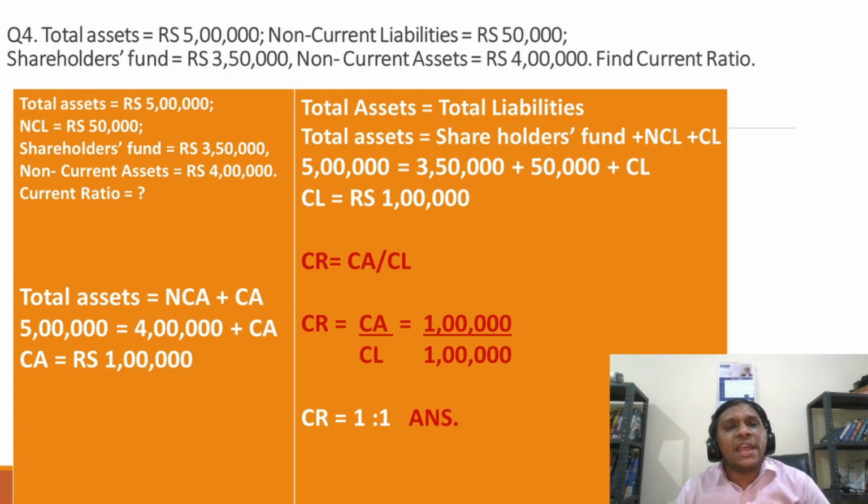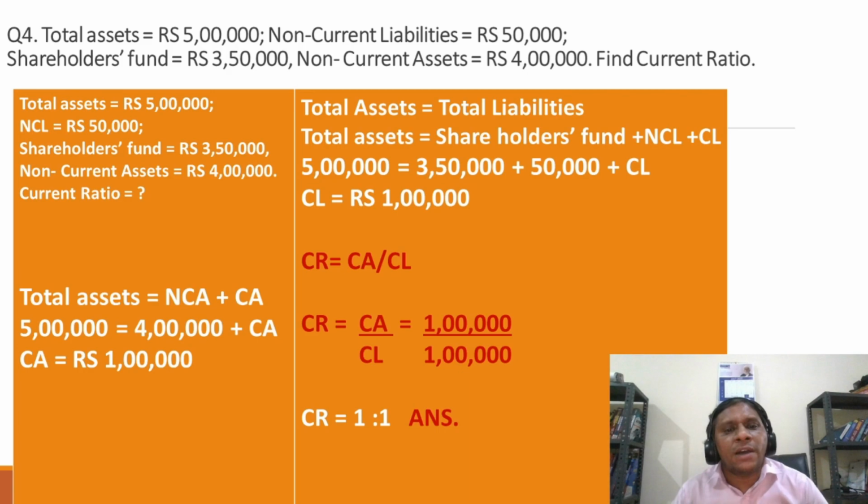Now we should understand the assets and liabilities side of the balance sheet is always tallied. So total assets is equal to total liabilities. So total assets can be written as, when we expand total liabilities, shareholders fund plus non-current liabilities plus current liabilities. So total assets is equal to rupees 5 lakh again, shareholders fund 3,50,000, NCL 50,000, and you need to compute CL. So CL is equal to rupees 1 lakh again. See, like CA, CL is also rupees 1 lakh.